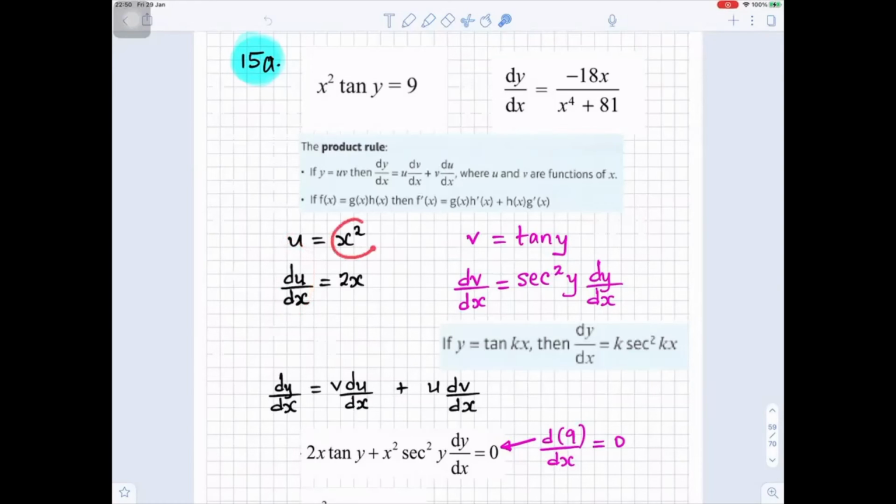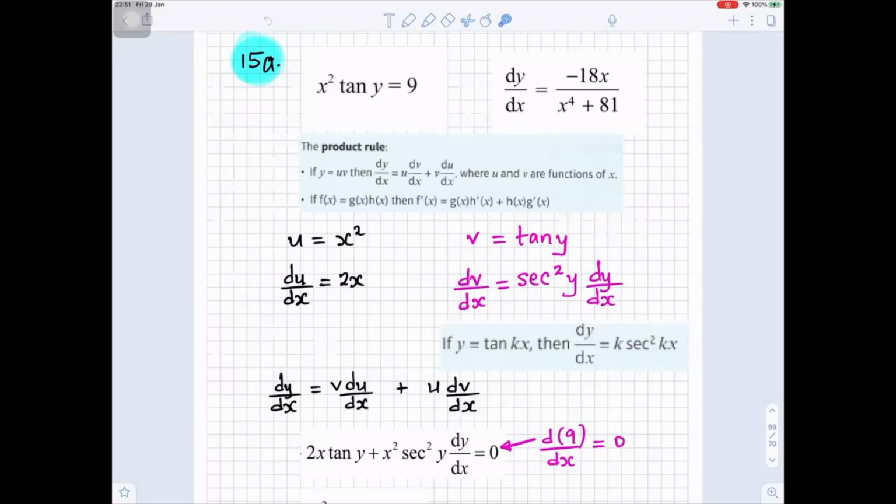When you differentiate x squared, it becomes 2 in front, and then you minus 1 from the power, it becomes 2x. When you differentiate dv over dx, when you differentiate tan y, you get sec squared y dy over dx. We are using the formula there at the bottom. Differential of tan kx is k sec squared kx.